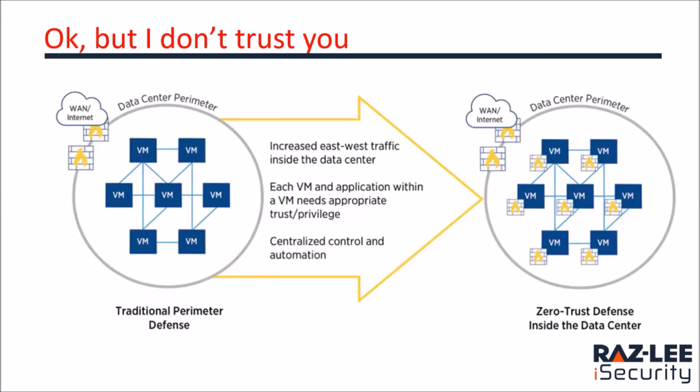And then we have, okay, you're inside the network, but anyway, I don't trust you. So what are we doing? We are changing from a traditional perimeter defense to a zero trust defense. We are changing the way the firewall works. It's not only perimeter security, but also network security inside the network.